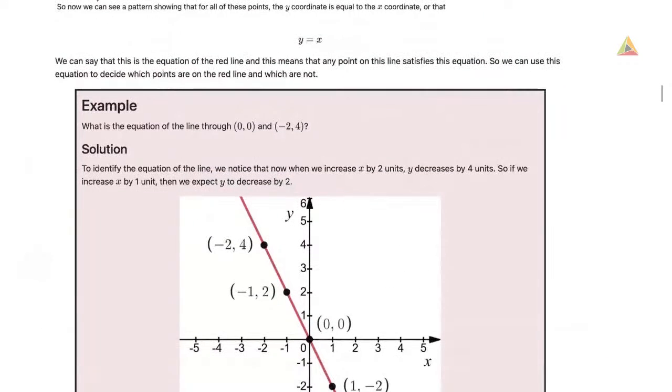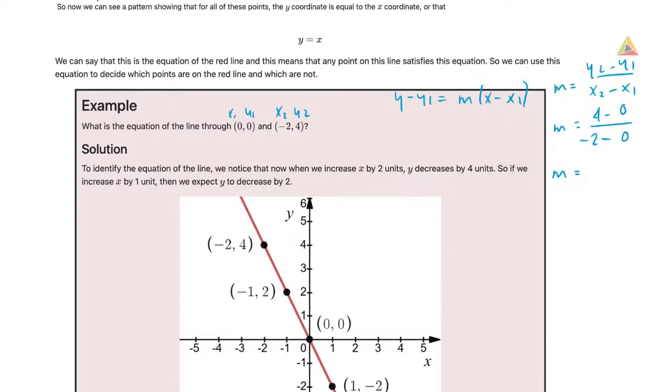So I'm going to do it using the equation formula. So y minus y1 is equal to m by x minus x1. Now we need to get the slope, so that's x1, y1, x2, y2. So the slope, m, is equal to y2 minus y1 over x2 minus x1. So in this case, y2 is 4, take away y1, which is 0, over x2, which is minus 2, minus x1, which is 0. So in this case, m is 4 over minus 2. Okay, so your slope is 4 over minus 2. Now that is minus 2.